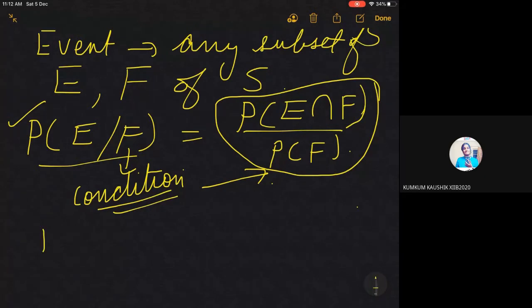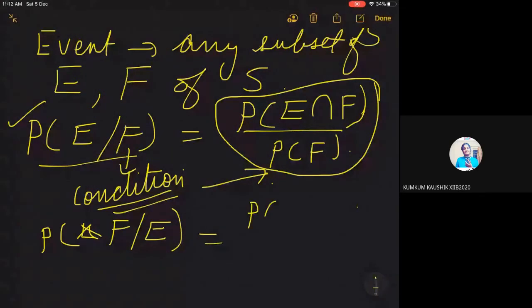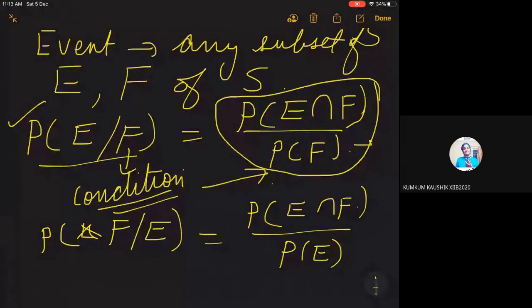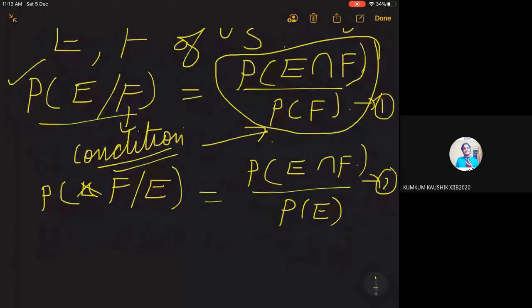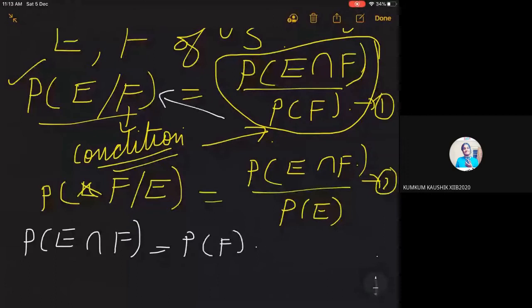So with this formula, we can write two more formulas. That is P of F given E. What will be P of F given E? That is P of F intersection E, and F intersection E is the same as E intersection F, divided by P of E. So if you refer to these two formulas, formula 1 and formula 2, you can create another formula for P of E intersection F. From the first formula, on cross multiplication, what do you get? It is P of F into P of E given F.